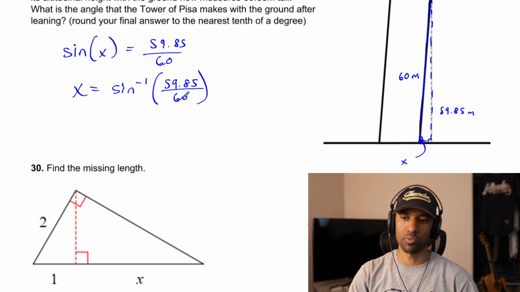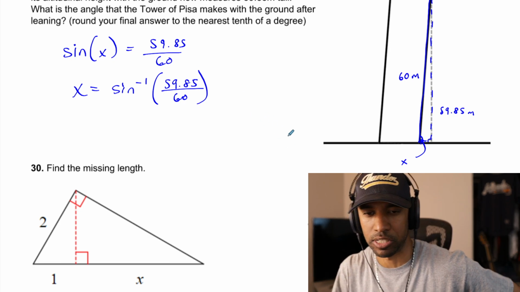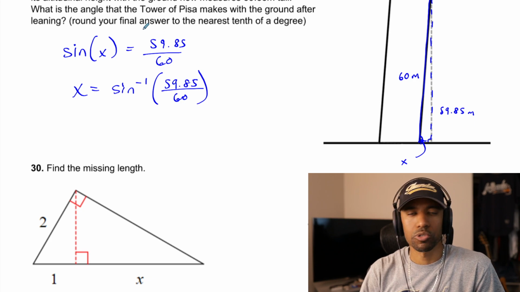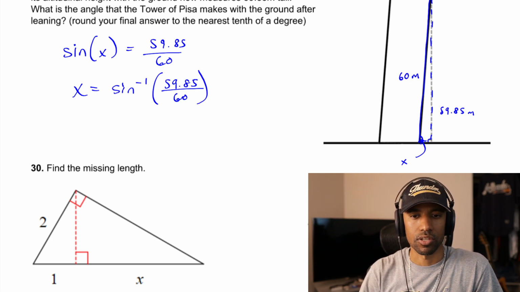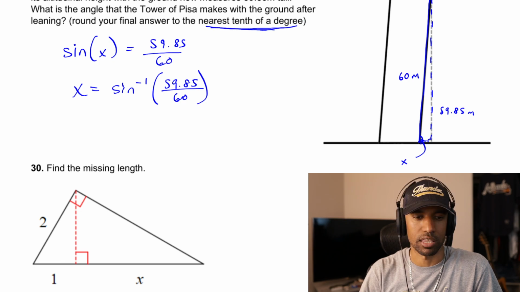It should be a number. Look, it should be close to 90 degrees. It's not leaning that much, otherwise it'd be dangerous to kind of go into. It probably would have fallen over by now. It's going to be close to 90 degrees. Right, let's take a look. Nearest tenth of a degree. Let's see what it gets to nearest tenth of a degree here.